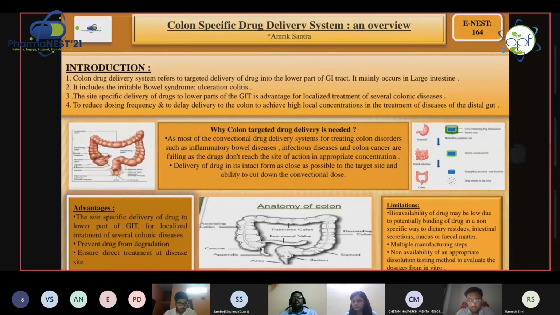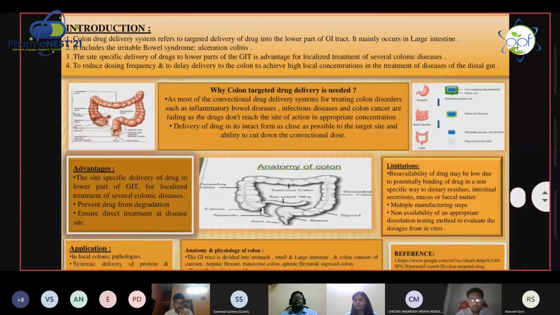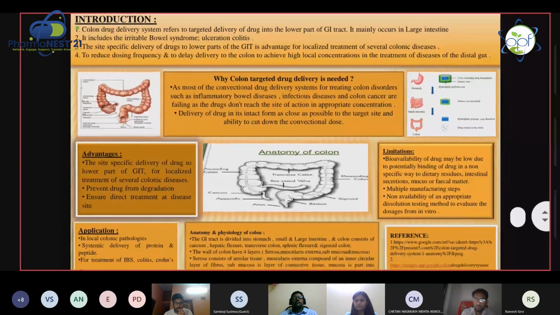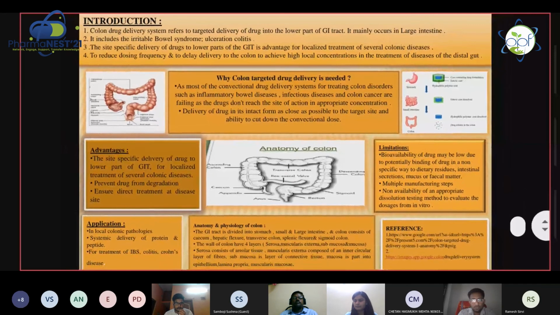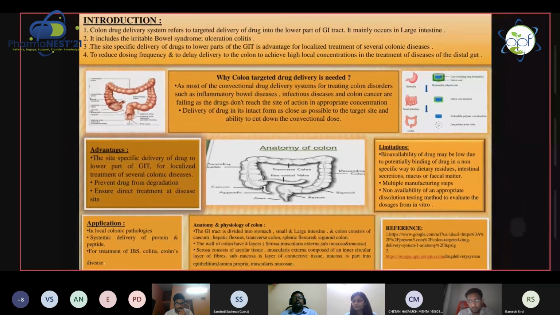A brief overview. At first, what is the colon-specific drug delivery system? It refers to the targeted delivery of drug into the lower part of the GIT tract, mainly in the large intestine. The main objectives of colon drug delivery are to reduce the dosing frequency, to achieve high local concentration in the treatment of diseases of the distal gut, and to delay delivery to a time appropriate to treat acute phases of diseases, which is known as chronotherapy.